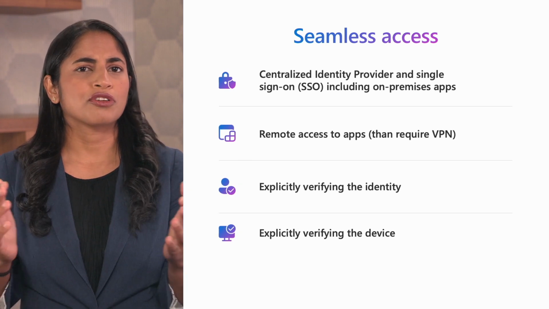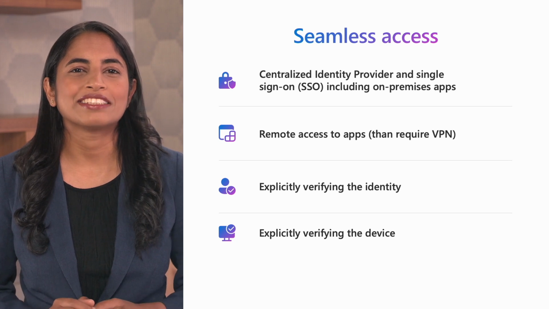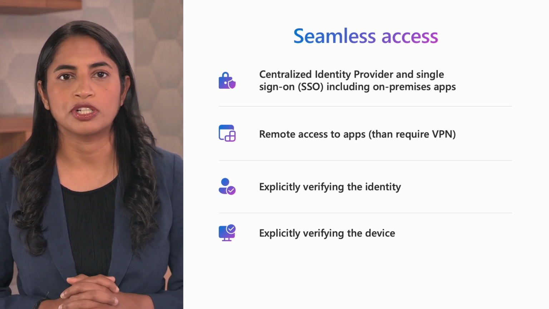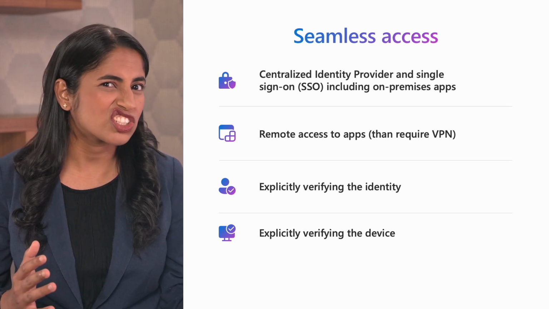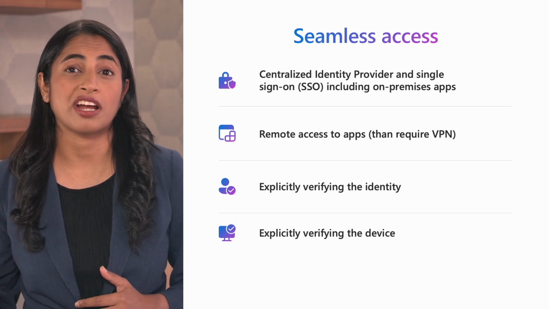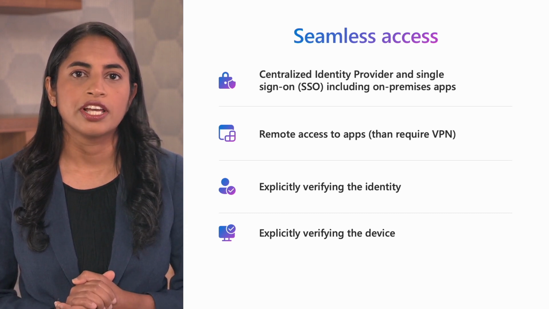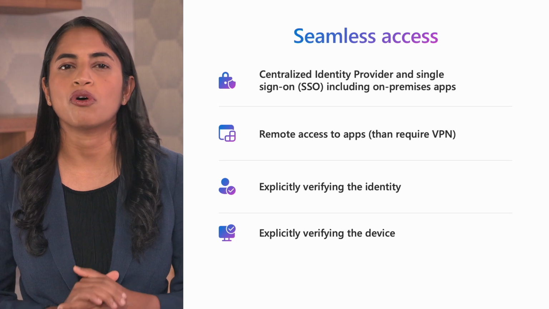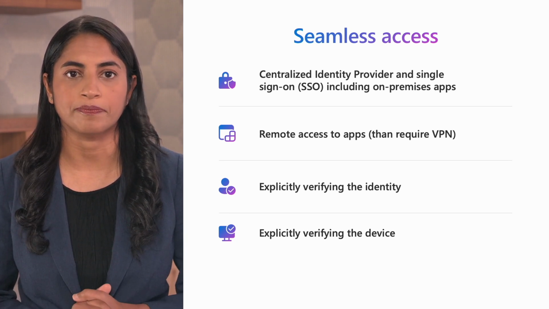Next, your user is onboarded and they're ready to be productive. The user will be accessing a wide range of apps to get work done. To prevent the user from having to remember multiple credentials or enter credentials per app, you want to invest in a centralized identity provider and set up single sign-on for all apps in your environment, including your on-premises apps. You want to eliminate any extra step for that user and ensure you're explicitly protecting access to the app.